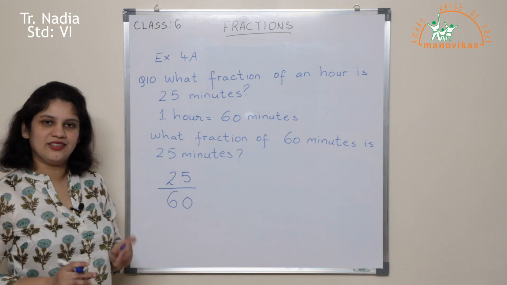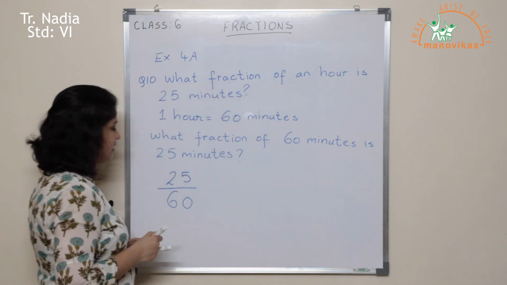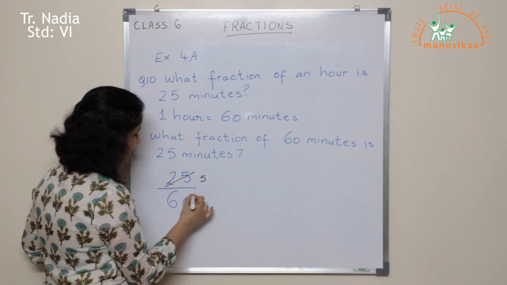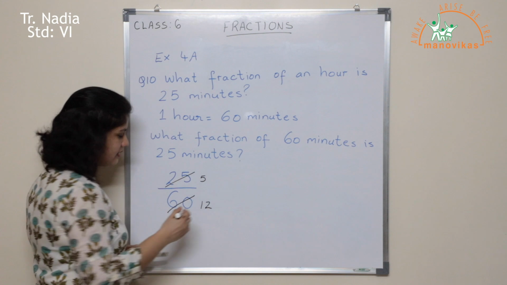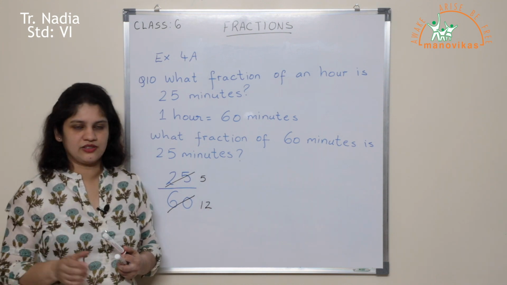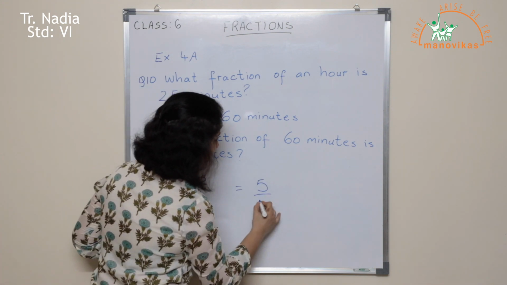Now here too you can reduce the fraction. If you are very well versed with your 5 times table, you will see that both are multiples of 5. So 5 5s are 25, 5 12s are 60. Wherever you can reduce a fraction, always reduce the fraction. So the final answer will be 5 upon 12.